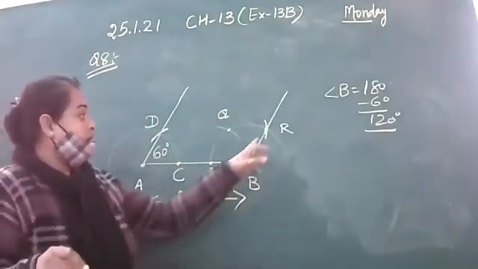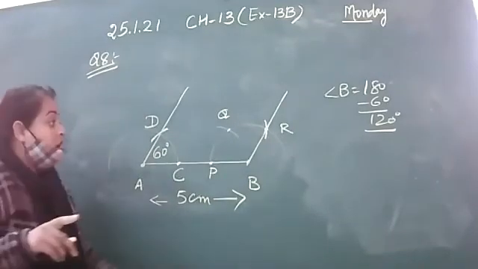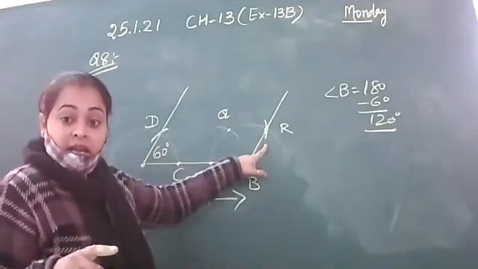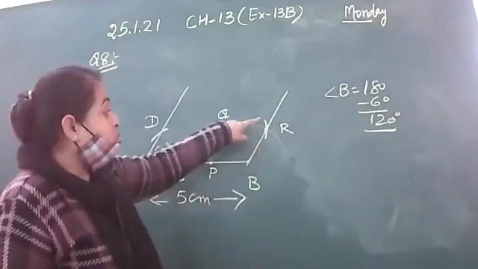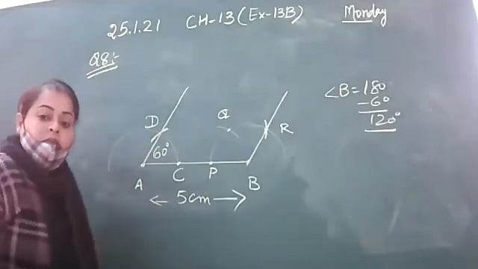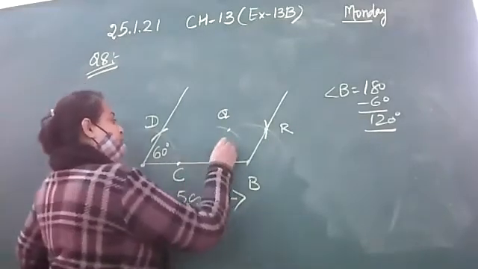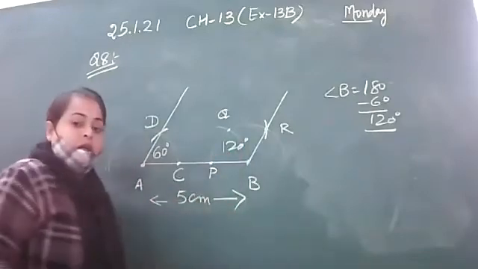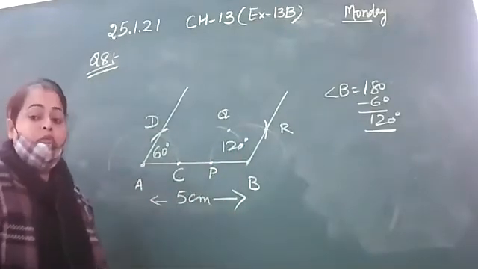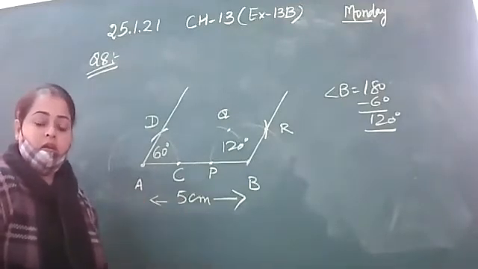This is 120 degree. Okay, and one more thing, your ray must pass through this arc. So this is 60 degree, this is 120 degree. From the last week we are repeating the same steps again and again.